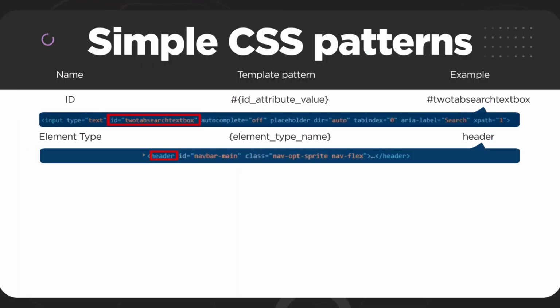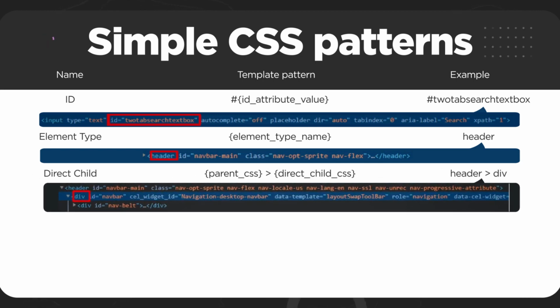The following selector type is direct child. We should use this type of CSS selector when we cannot find the element exactly by its ID or type, such as in examples above. But we can locate the parent element with some specific attribute or type. The selector looks like parent CSS, whitespace, greater than special character, whitespace, direct child CSS.